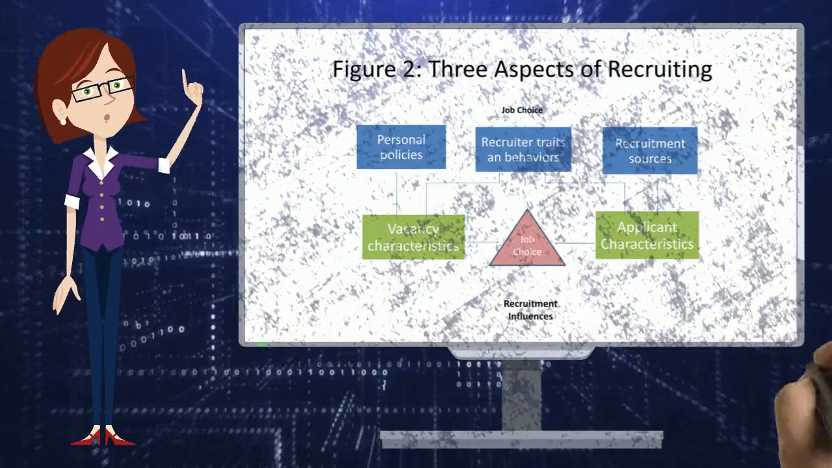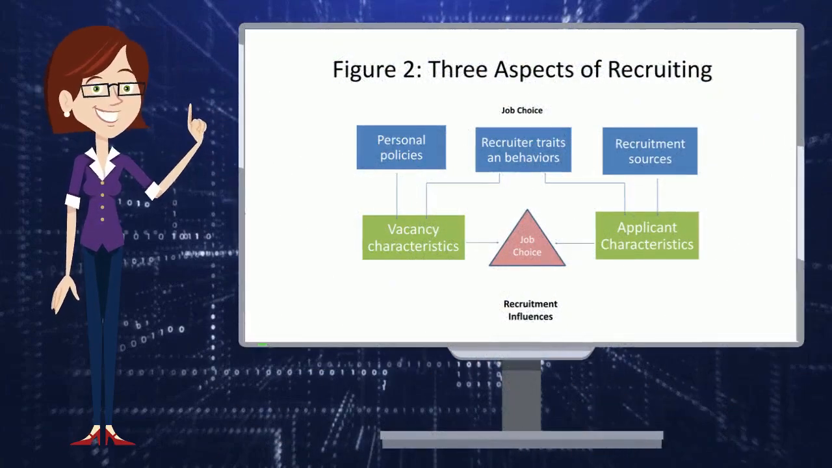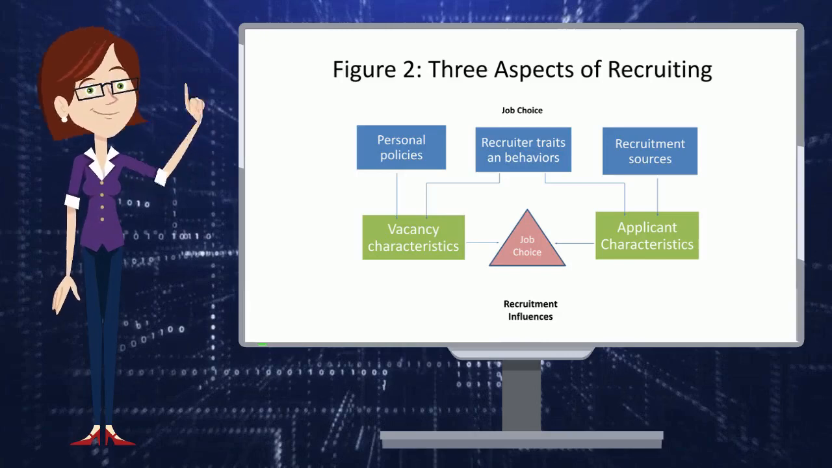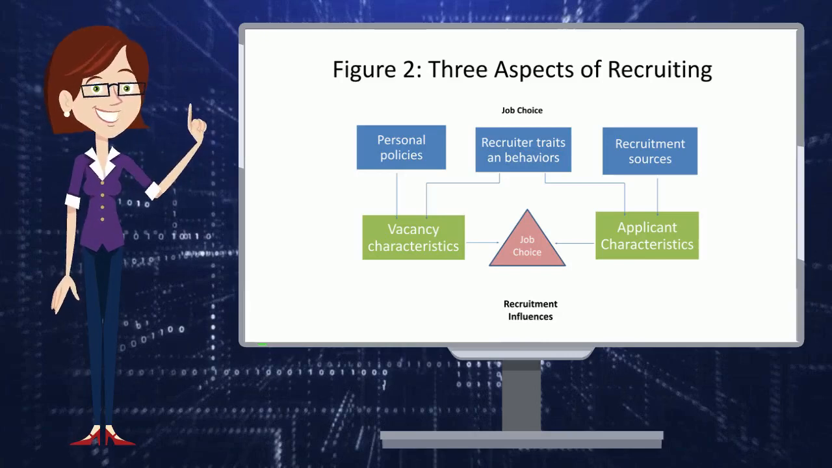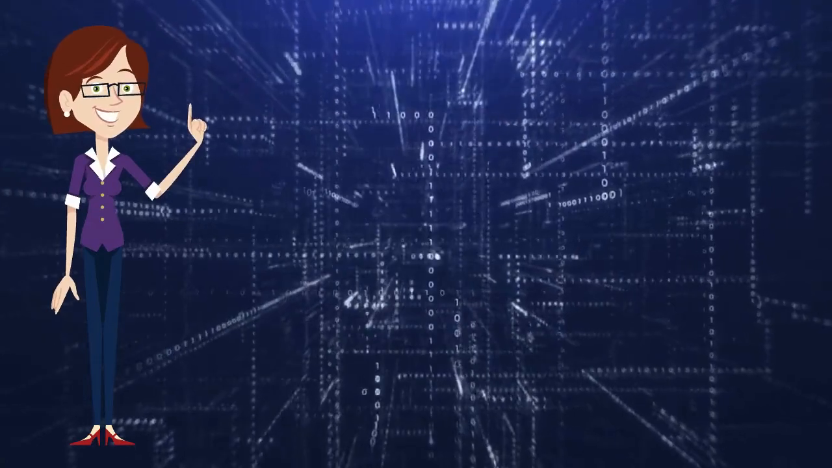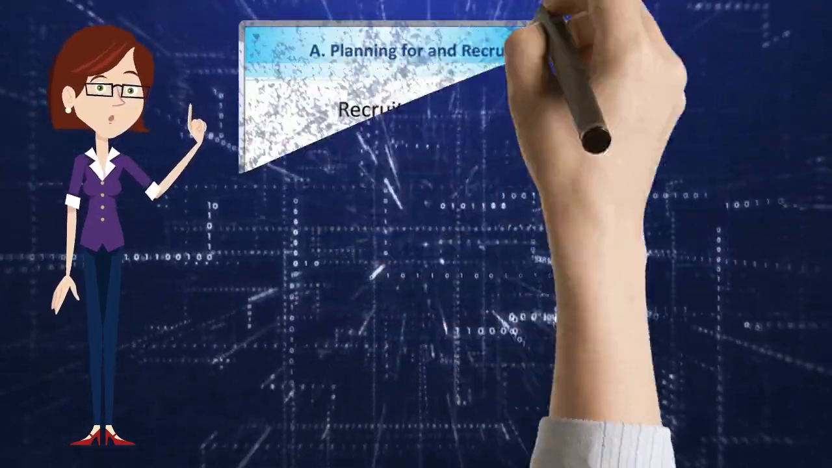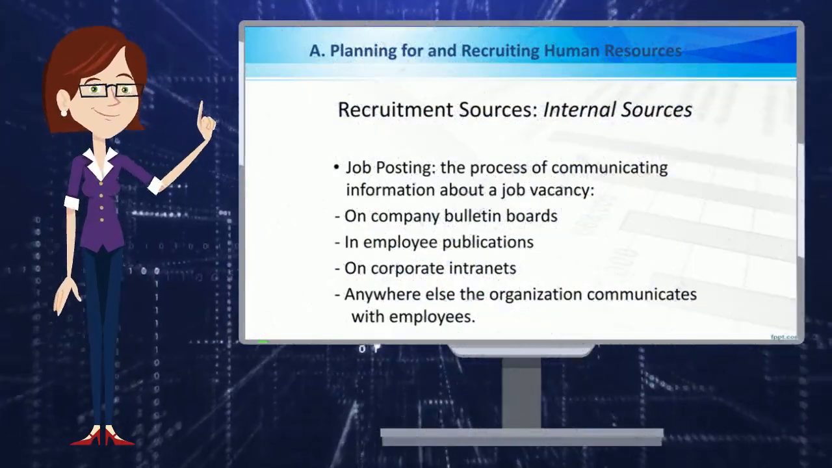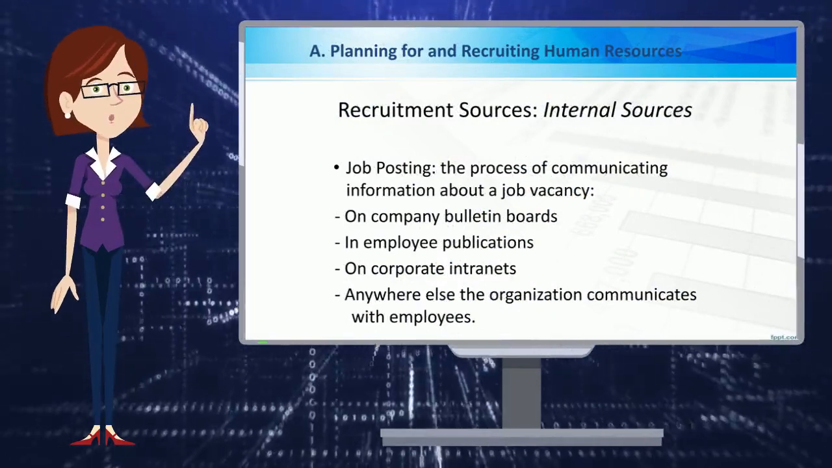Three aspects of recruiting, as shown in the figure: personnel policies, recruiter traits and behaviors, and recruitment sources. Under these three are the characteristics of the vacancy itself and also the characteristics of the applicant. Another aspect of recruiting is the recruitment sources, which involve internal sources and external sources.